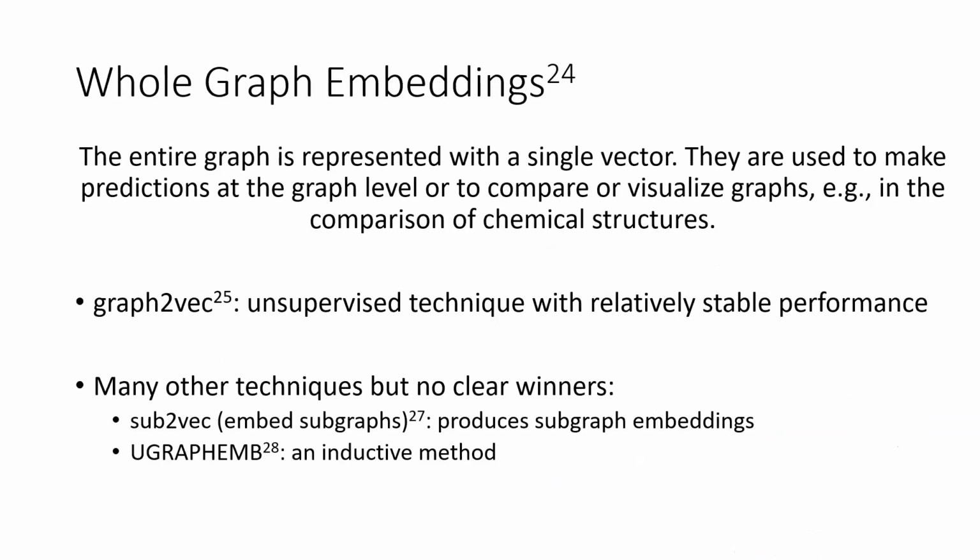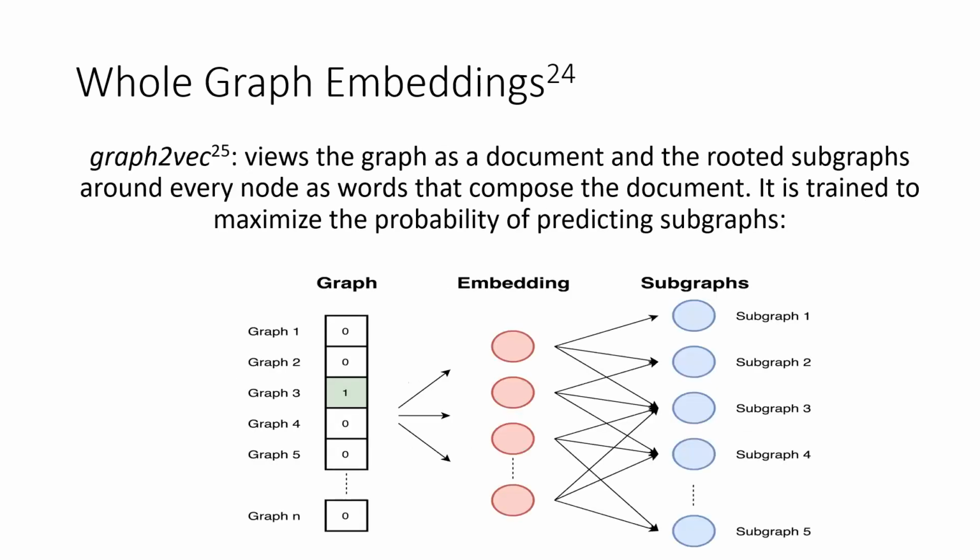Now, before I finish, as we said, except for node embeddings, there are also whole graph embeddings. In this case, the entire graph is represented with a single vector. They're usually used to do predictions at the graph level, or to compare or visualize graphs, as in the examples that we saw. An algorithm with relatively stable performance is graph2vec. A lot of techniques have been proposed in the literature, but so far we don't have a clear winner, or one with large acceptance. The reason is that it's such a complicated problem, of course.